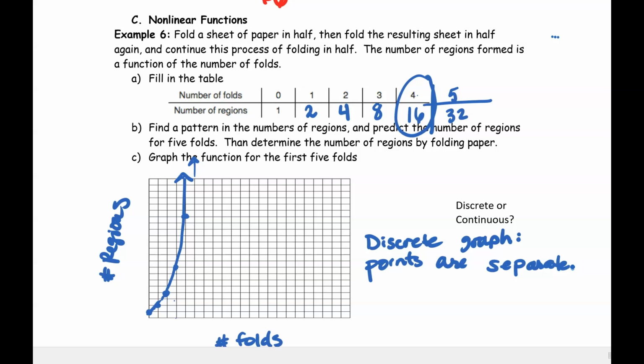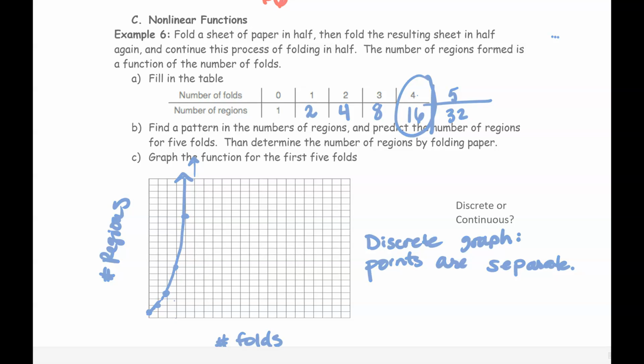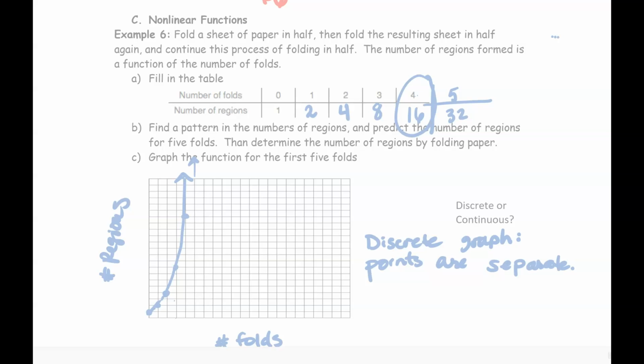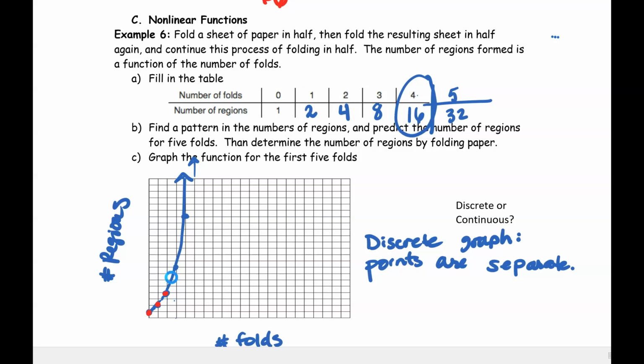And what does that mean? It means if we look at the points on this graph, when you think about what these points represent, they represent number of folds. And if you ask yourself, does it make sense to have 1.5 folds or 2.5 or 3.33 folds? It does not. So only whole numbers make sense to describe the number of folds. So we call this a discrete graph because we really are interested in just these separate points and not interested in the in-between spaces. And so you can see that the in-between is blue and then the points are red.